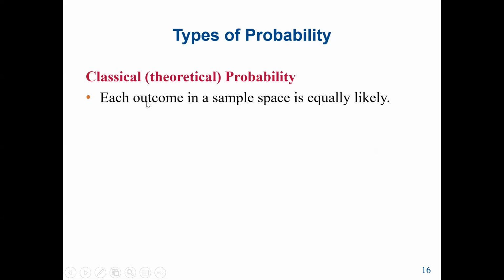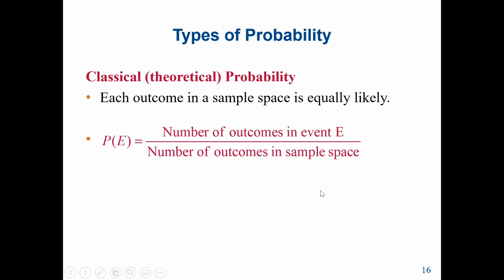Now, that takes us to what classical probability is and the types of probability. With classical probability, we said that each outcome in a sample space is equally likely. And I think that's the main thing missing in our previous example. That means the probability of E will be the number of outcomes in event E divided by the total number of outcomes in the sample space.